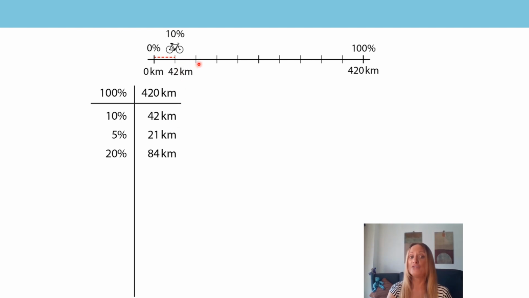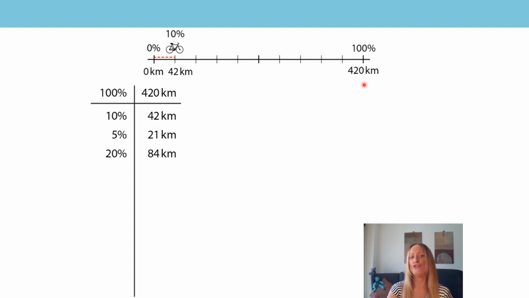So I've got another 10%. So it's 42 plus 42. 10% plus 10%. 10 hundredths plus 10 hundredths is the same as 20 hundredths. It all works out. So 20 hundredths, which is the same as 2/10, isn't it? Which is also the same as a fifth. So perhaps we could have done that, couldn't we?